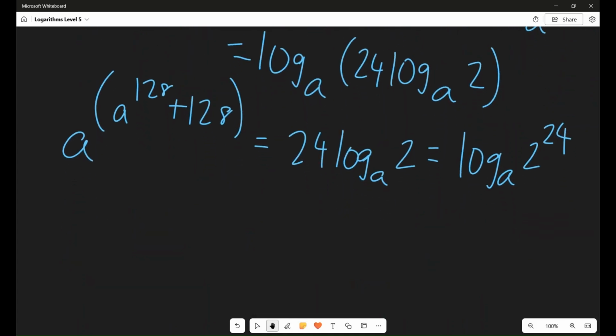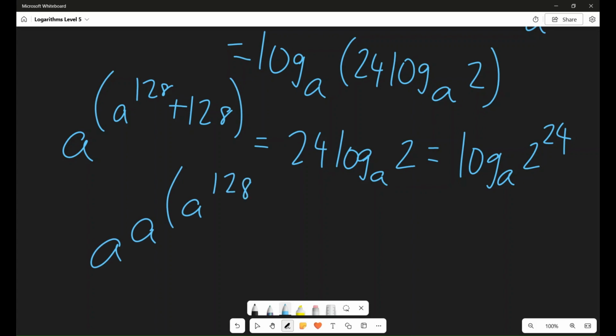And we want to bring that 24 into the exponent because otherwise it'll be in the exponent of the left-hand side as a denominator, and that'll be really nasty. So now that we have this more simplified form, we can turn it into exponential form one last time, and we get a to the power of a to the power of a to the power of 128 plus 128 is equal to 2 to the power of 24.